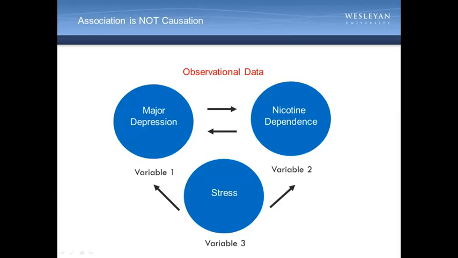High rates of stress may influence the development of both depression and nicotine dependence. Or maybe it's genetic propensity, that there's some sort of underlying genetic cause for both major depression and nicotine dependence. There are, of course, many other possibilities, but the bottom line is that you cannot interpret a significant association based on observational data as a cause and effect relationship. In observational research, like what we have been conducting, causality can be a bit slippery to pin down.